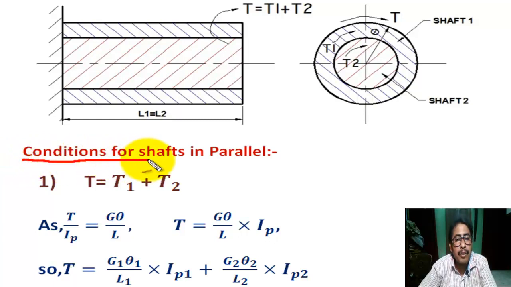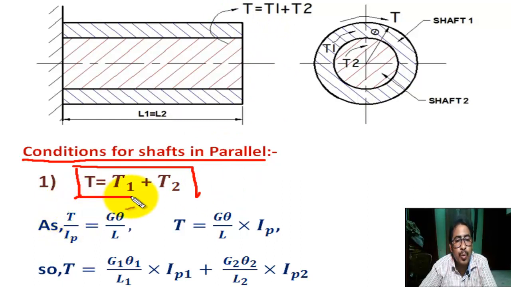So, conditions for shafts in parallel. Number 1 condition: the applied torque T equal to T1 plus T2. T1 is the torque transmitted by shaft 1, and T2 is the torque transmitted by shaft 2.